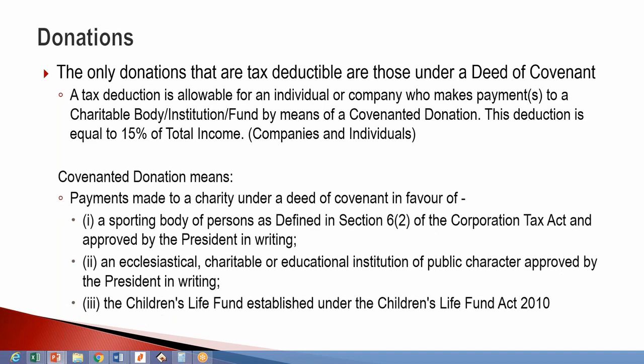Covenant donations mean payments that are made to a charity under a deed of covenant. Sporting bodies may be so defined in terms of the section of the Act. Ecclesiastical and charitable organizations, and educational institutions that have charitable status and issue deeds of covenant, can be used. The Children Life Fund also issues a deed of covenant contribution statement, so you can make those contributions through those entities and get tax relief against your income, up to 15% of your gross earnings.